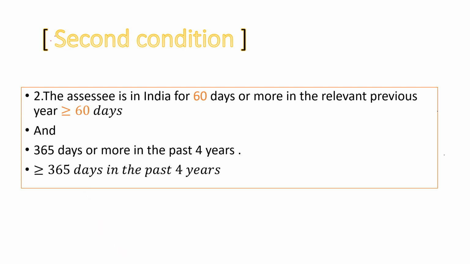What you have to pay attention to is that the clause being used here is "and", it is not "or". So what is the second condition saying? You should be in India in the relevant previous year for a minimum of 60 days, and in the last 4 years, you should be in India for a minimum of 365 days. So these two sub-clauses unite to make the second condition.